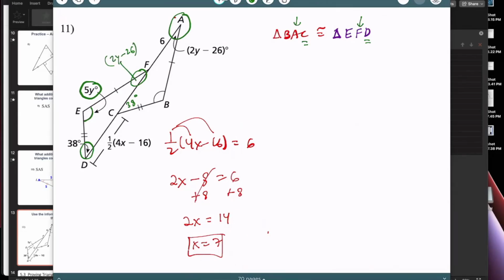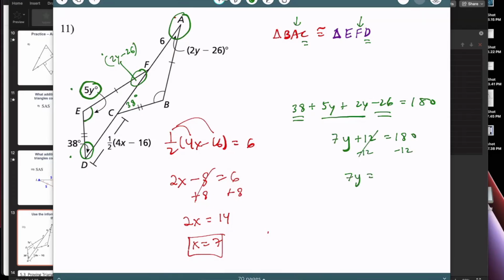Okay, so we do have all three angles: this angle, this angle, this angle. I know all three angles have to add to 180. So the 38, the 5y, and the 2y minus 26 all have to add to 180 for a triangle. If I look here, we have 5y plus 2y, so I can make that 7y. And we have 38 minus 26, which gives me 12, so I can combine like terms there. Minus 12 on both sides, so I get 7y is equal to 168.